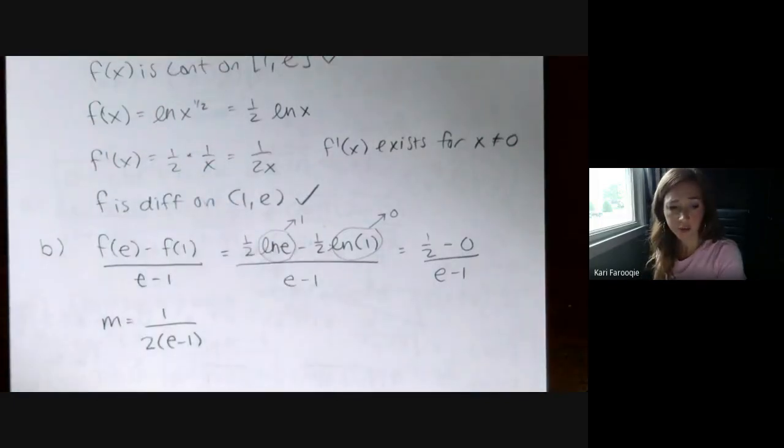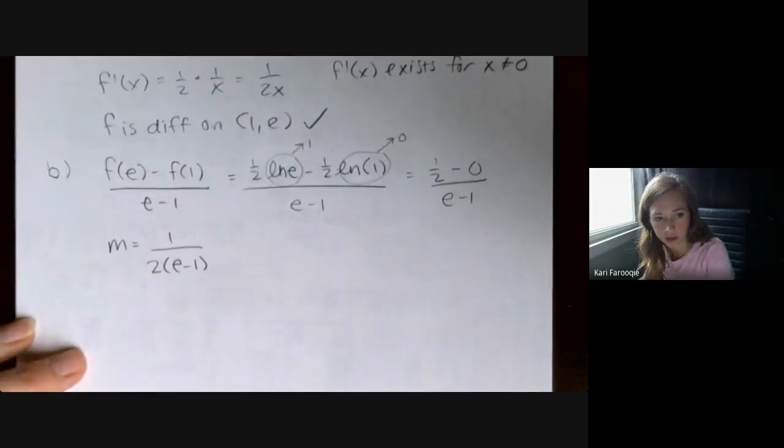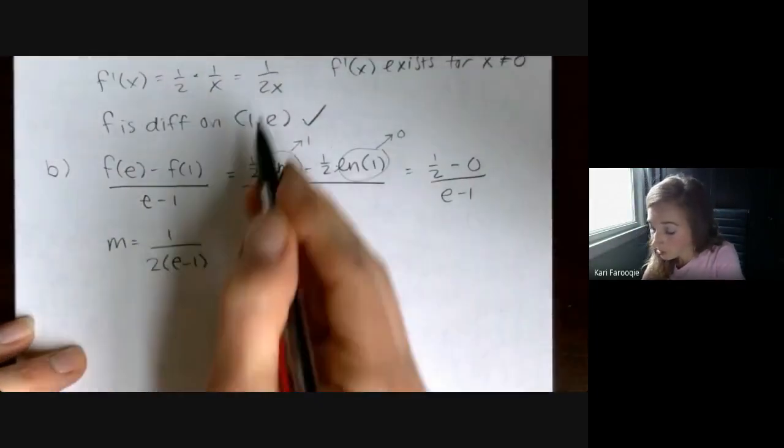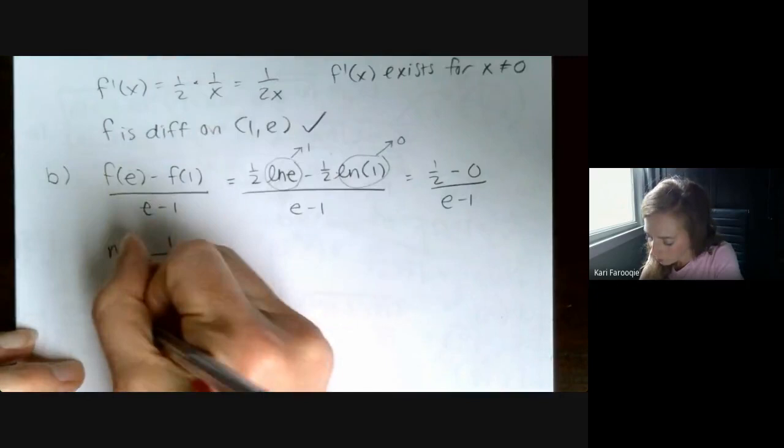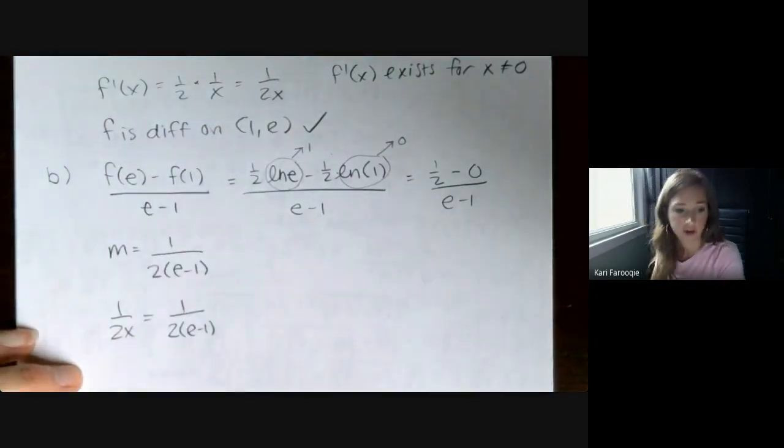And then it seemed like some people had this or something really close to it. I saw an instance where maybe the subtraction was reversed. I'm not sure how that happened, but I did see that. And then, let's see, for part B, oh yeah, we were still finding the number C that guarantees the mean value theorem. So we are going to set our derivative, which was 1 over 2x, equal to 1 over 2 times E minus 1.